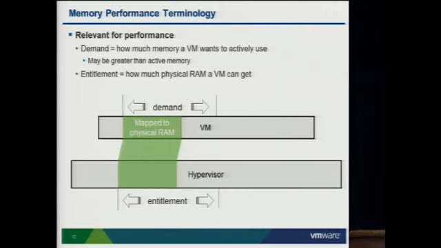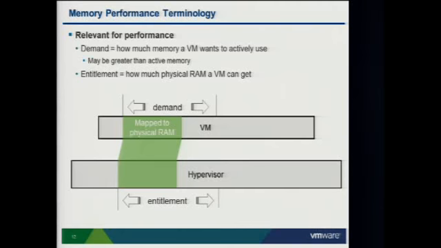Now, let's get into a few terms here. Terms that are relevant for performance. I like these two terms, demand and entitlement. Very simply put, demand is what a VM wants to use. Entitlement is what it gets, or is what it's allowed to get. Demand is based off of active. We saw active memory from a few slides ago in that breakdown.